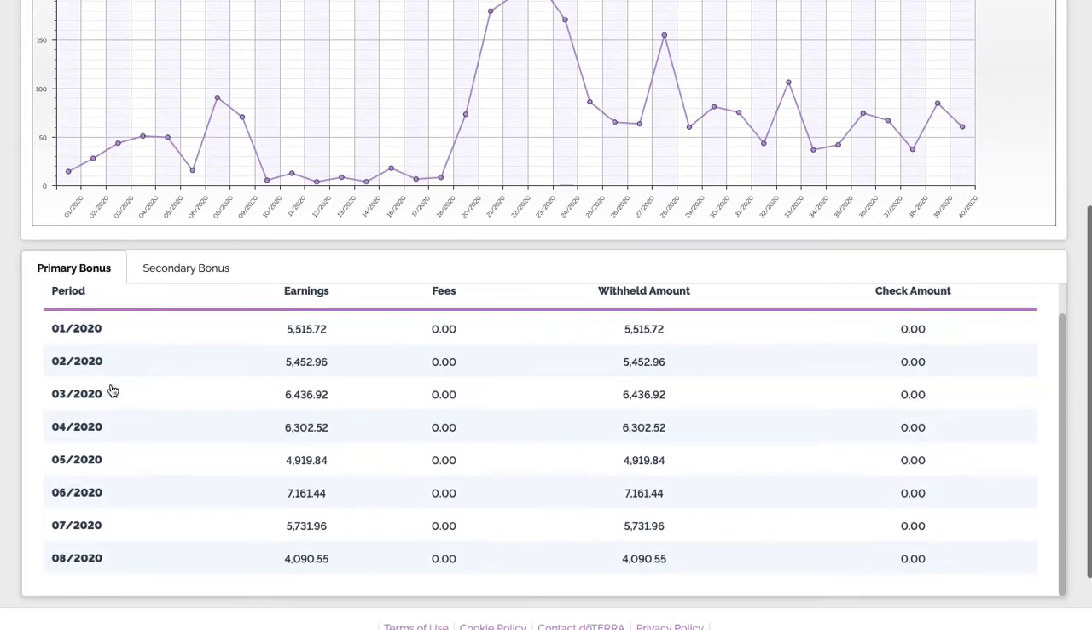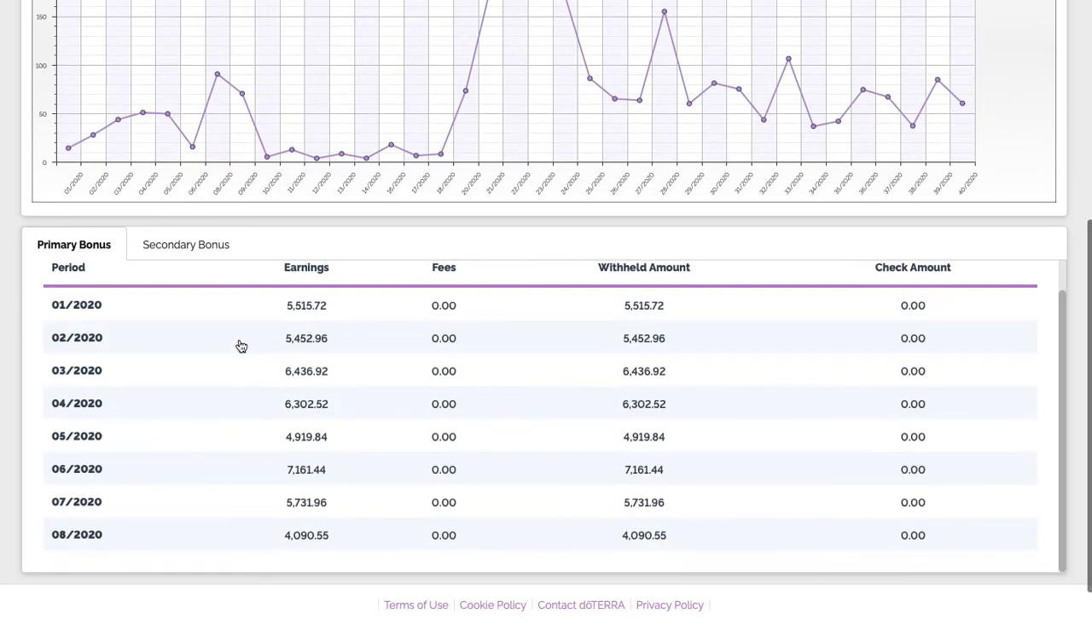You can see that I can look at every single month: January, February, March, April, May, June, July, August. Here is all the income from this account. You can see the earnings. You can also see if there are any fees charged by the company. Sometimes there are fees if you need a check fee, or some international markets have fees based on conversion of currencies, usually very, very small, but they list them there.